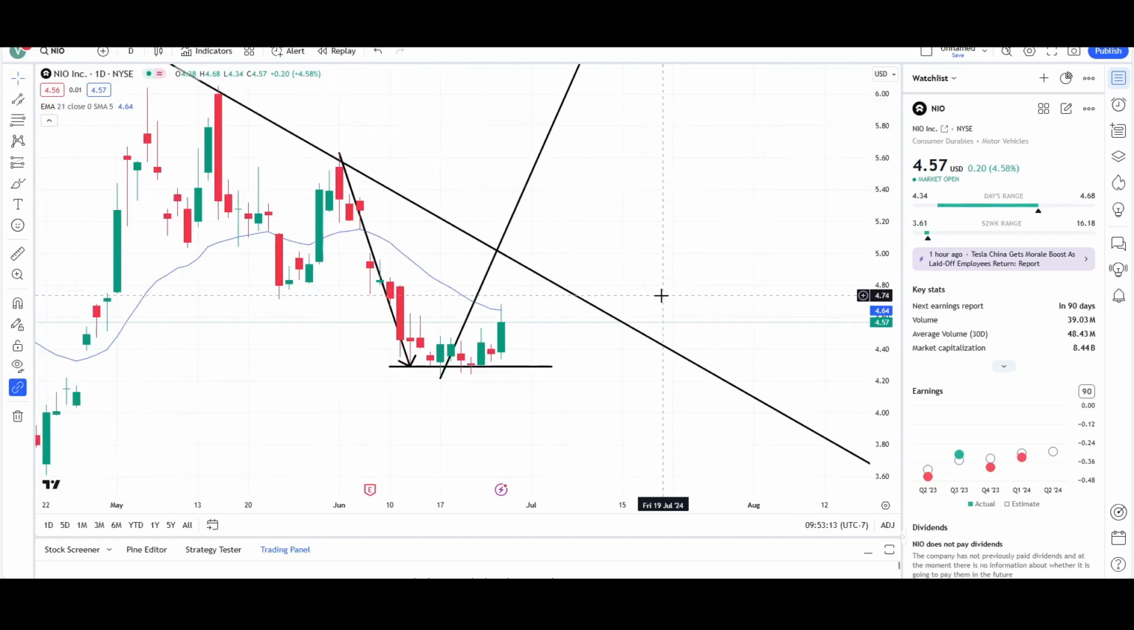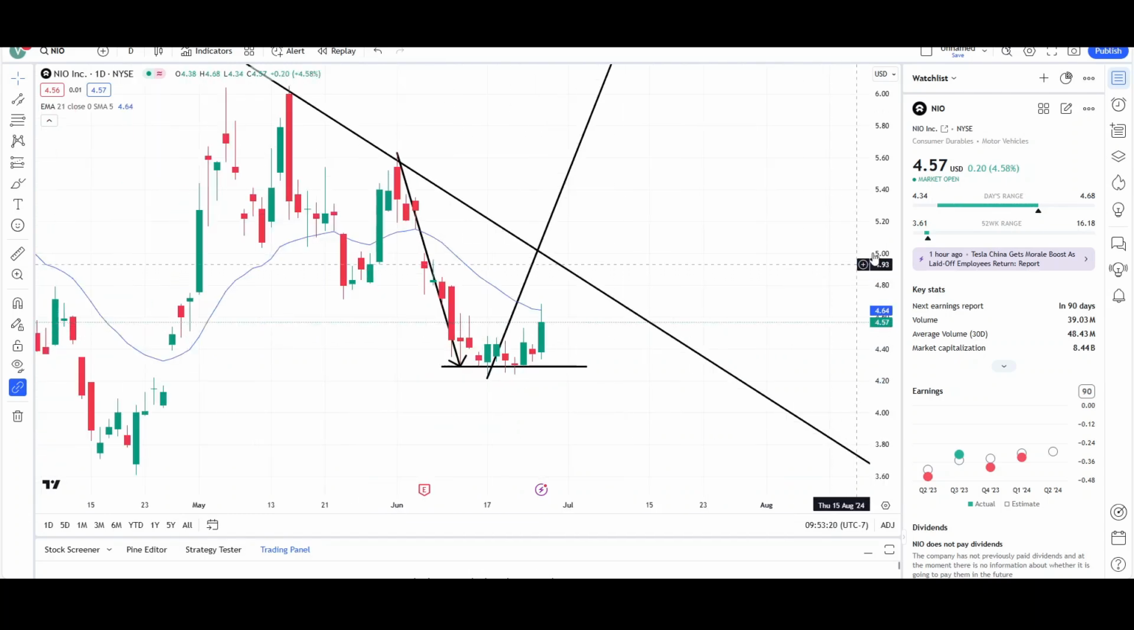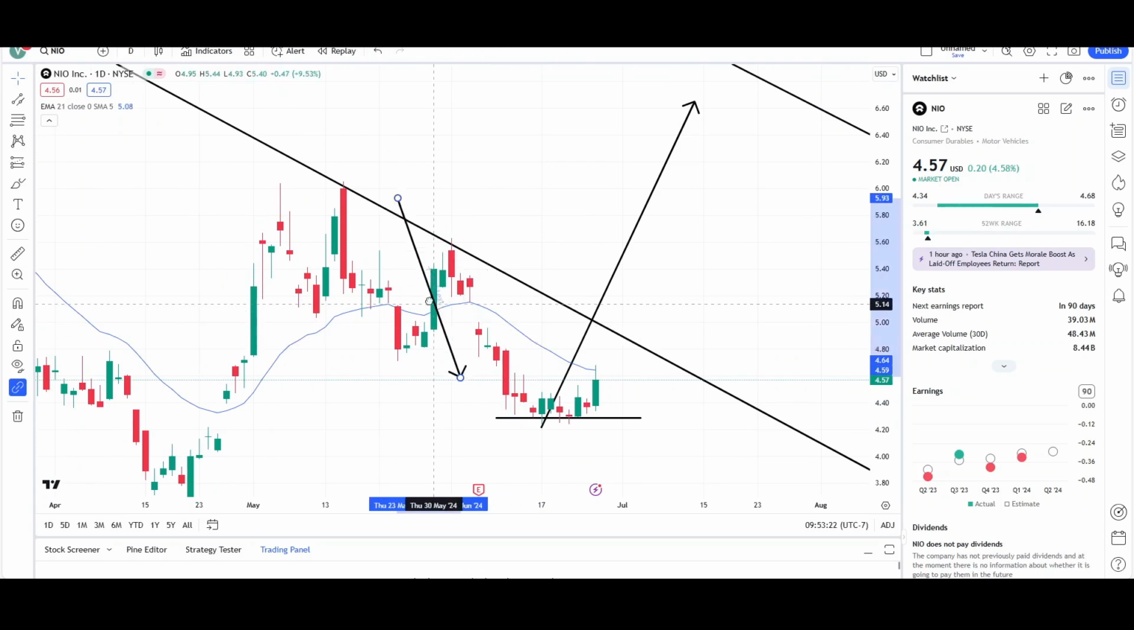So NEO, what has it been doing since last week Friday, since I looked at it? Well, it hasn't been really doing much. You can see that it is moving up higher. It is finding support at that measure move target. Like I mentioned before, this is all one leg right here. This was the second leg.